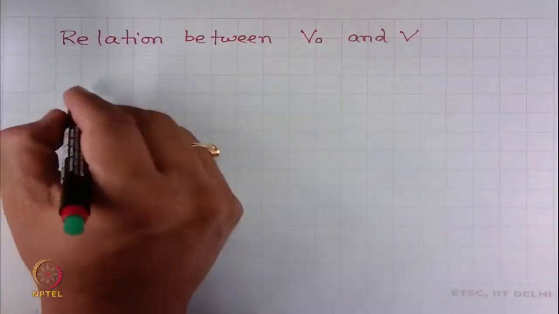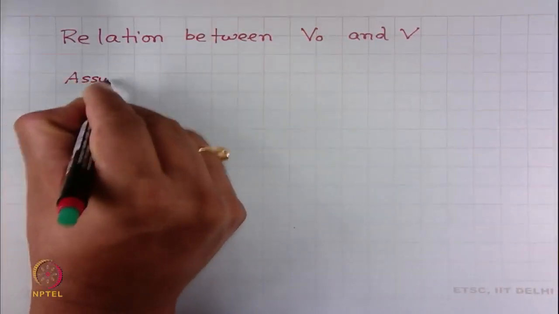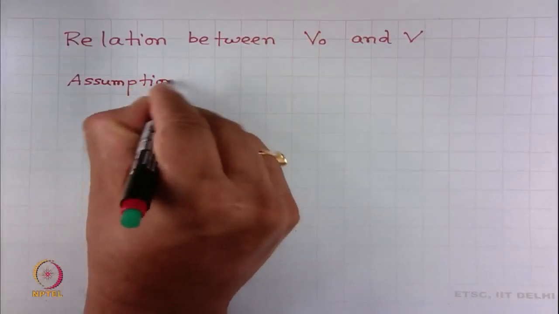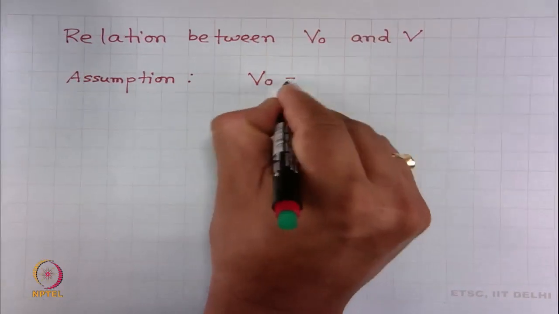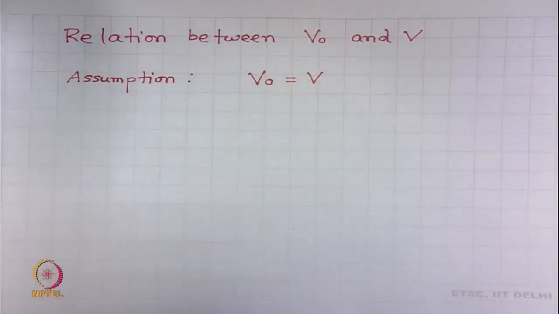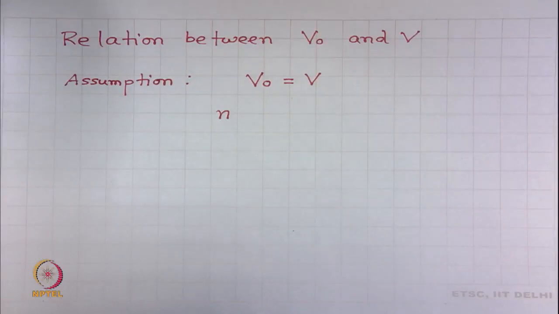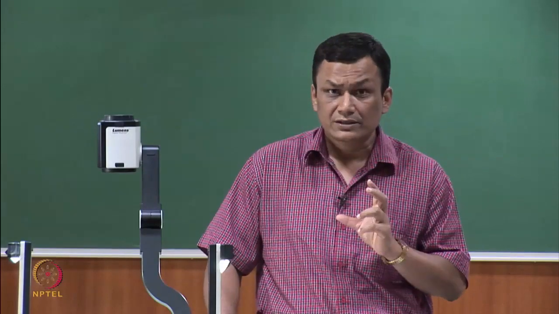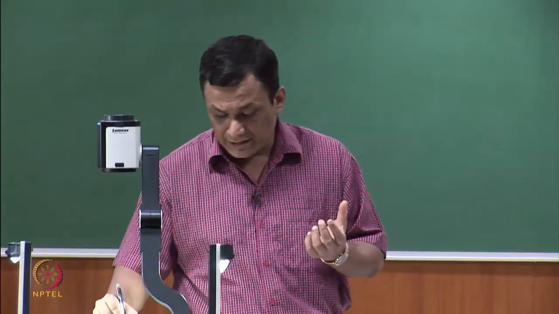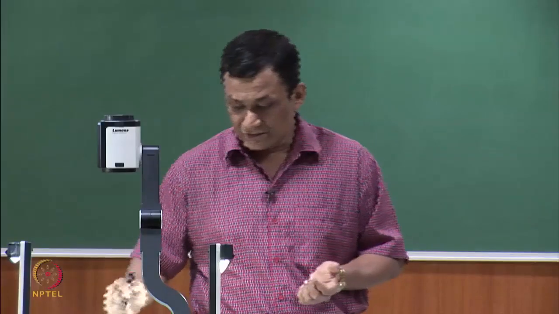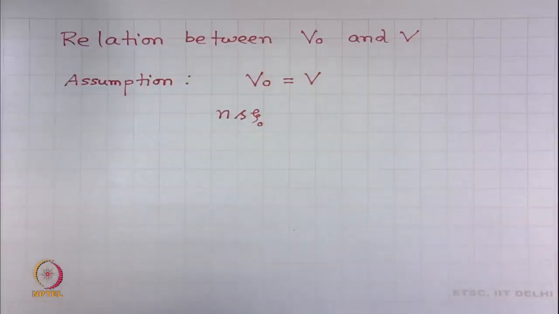So, our assumption is V naught is equal to V, right. So, what is now V naught? V naught is the volume of all fibers. How many fibers? N. And what is the volume of one fiber? What is volume? Cross sectional area into length. They are parallel fiber bundle. So, what is cross sectional area? Small s. And what is length? Zeta naught. So, this is V naught, right. And what is V?